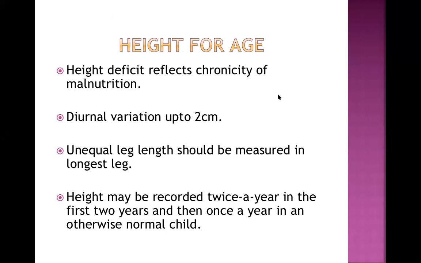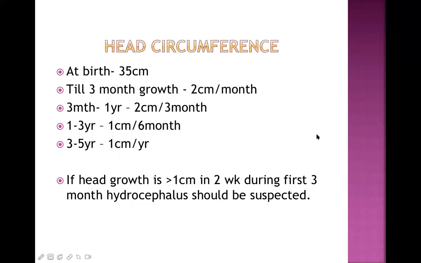Now see here. After this, let's talk about head circumference, another important parameter to assess the growth, especially growth of the brain. At birth, the head circumference is 35 centimeter. This is the average value, so you need to remember this. Now till 3 months of age, there is enlargement of the head size by 2 centimeter per month.